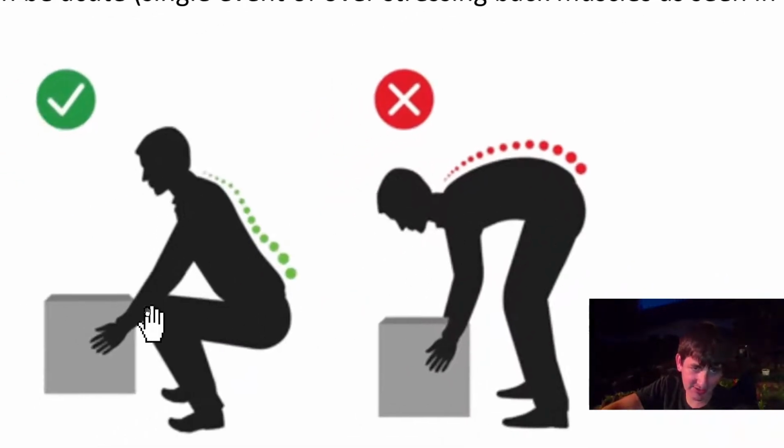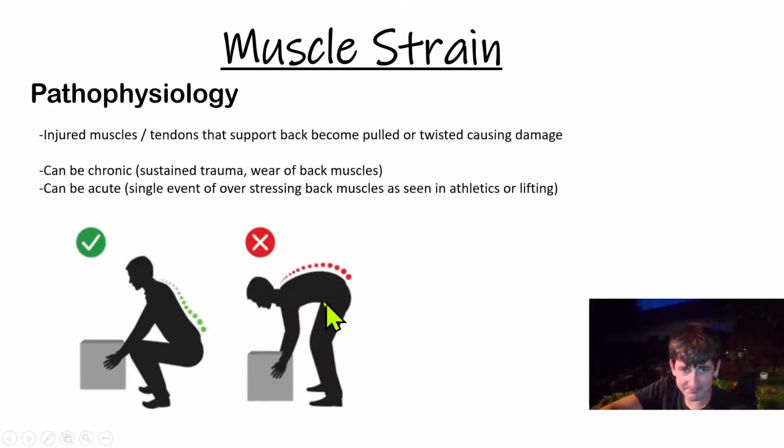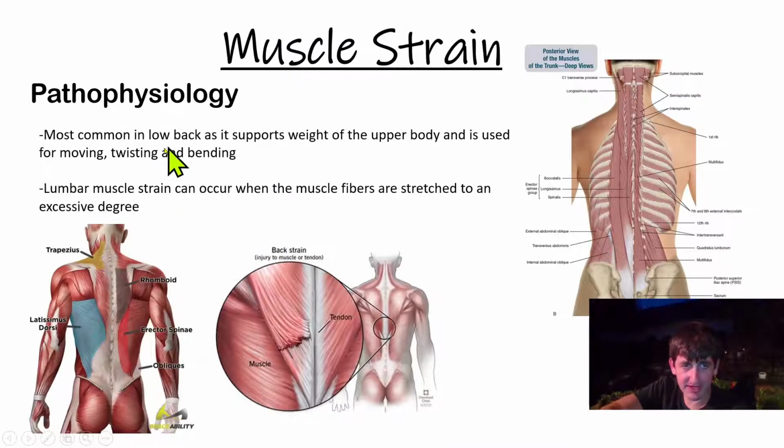So this is a correct way to lift, with the box between the knees. This is not good on your spine, putting all that pressure on the spine, bending over to lift that. So that can lead to muscle strain.